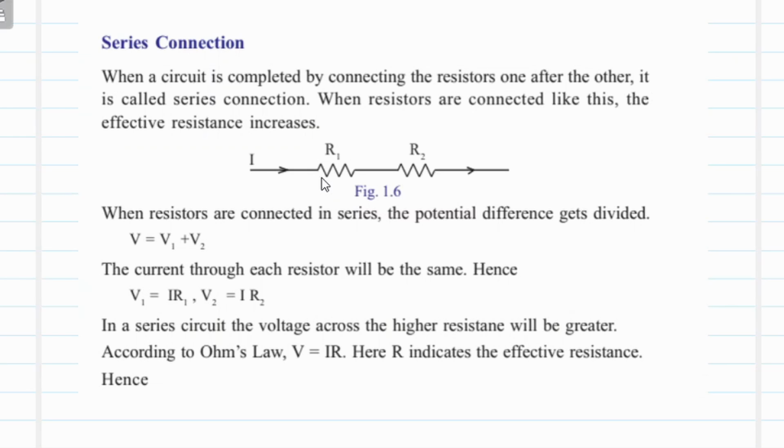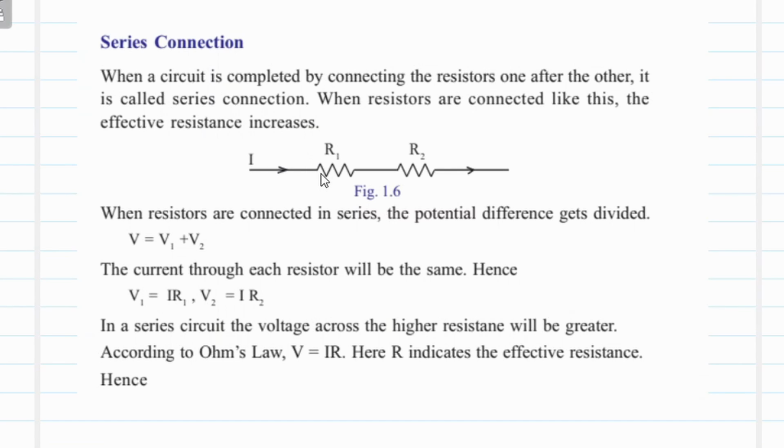Series means we connect the resistors one after one. That means a serial connection. So R1 is connected with R2 in serial, one after one. That is a serial connection, a series connection. Then if we connect like this, what will happen to the total resistance?